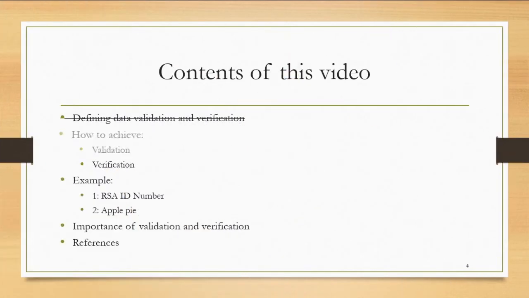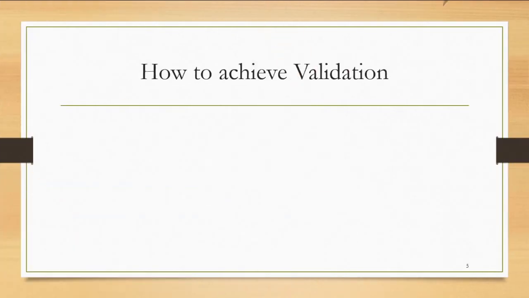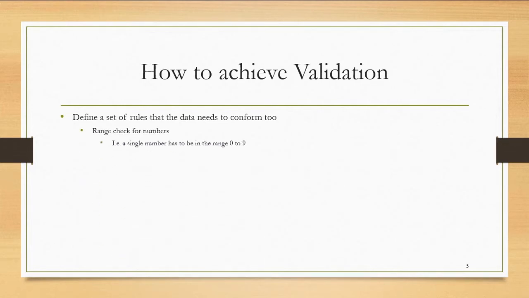Let's look at how to achieve validation. Validation is when you define a set of rules that the data needs to conform to. Examples of such rules are a range check for numbers. For example, a single number has to be in the range of 0 to 9. Another example is a range check for single letters. For example, if I want a letter to be a vowel, I know it has to be one of the following: A, E, I, O, U.